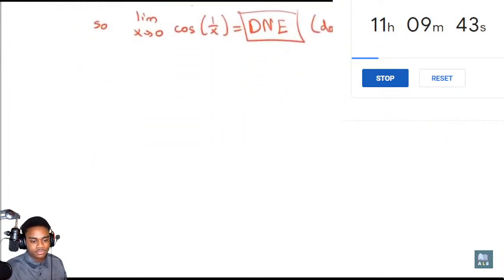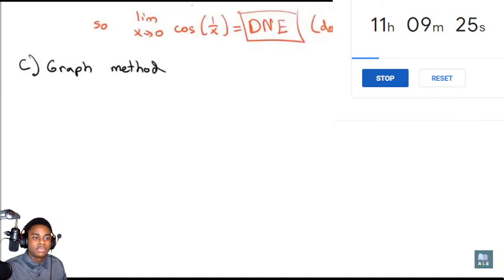We take values that are closer and closer to the number we want and see what the function is getting closer and closer to on both the left and right side. The second method is what's called the graph method, where we can actually look at the graph and see what y value the graph is approaching.